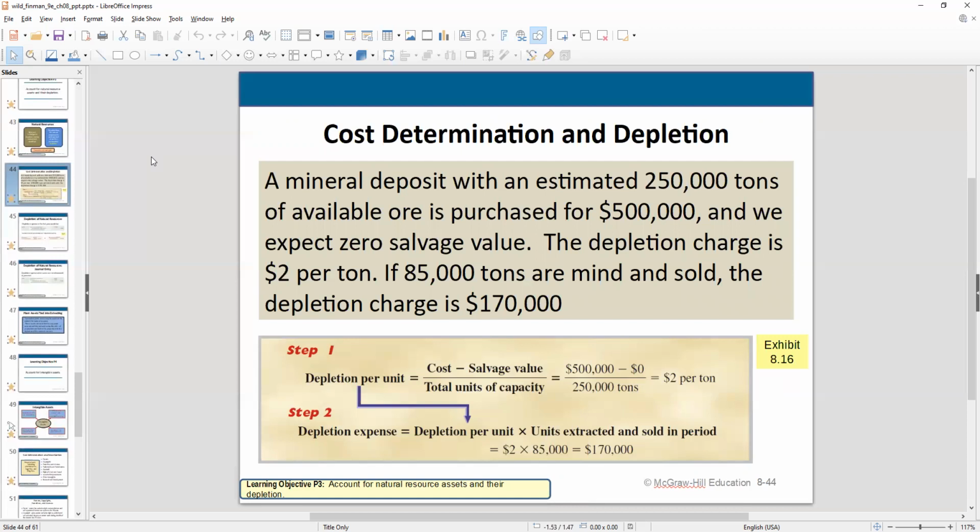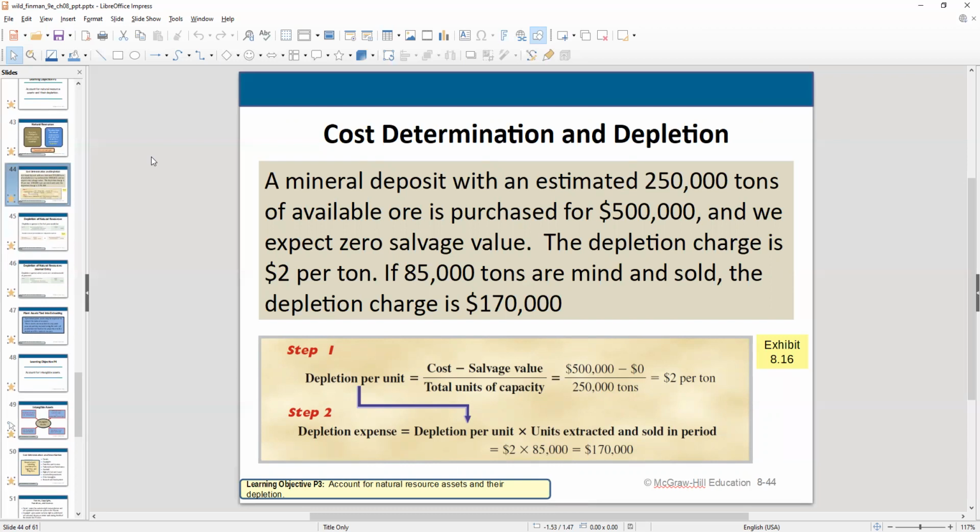So in our example, we had a mineral deposit with 250,000 tons of ore that we purchased for $500,000. No salvage value is expected. We're going to get it all out of the ground. The depletion is what this is called. So this is what we term depletion. And so if we calculate that the depletion charge is $2 per ton, which is $500,000 divided by 250,000, if in the first year we mine 85,000 tons, the depletion charge is $170,000.